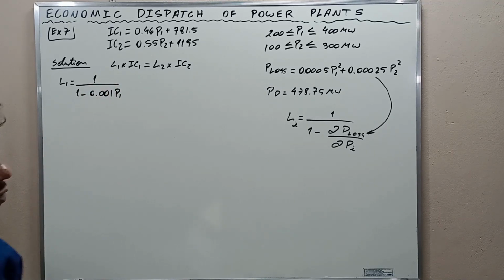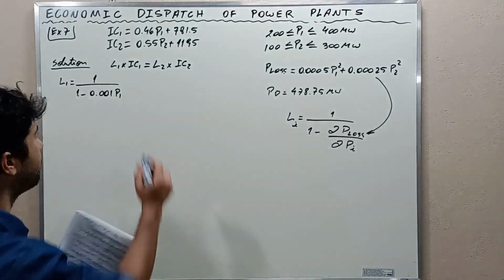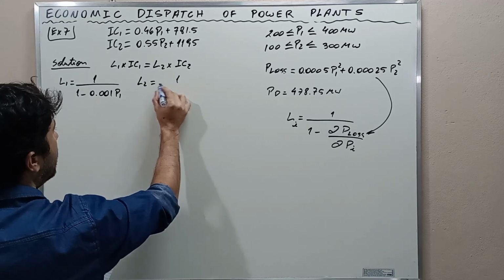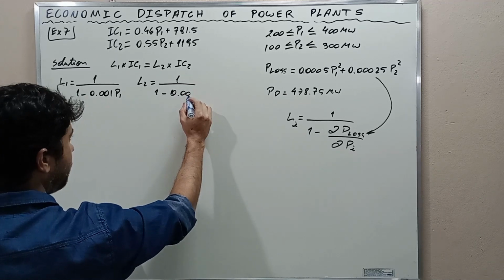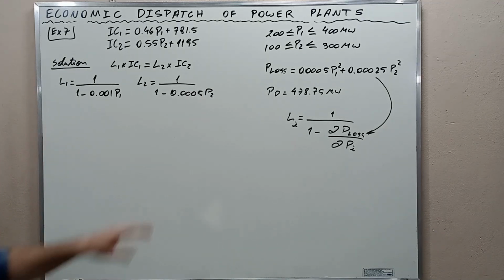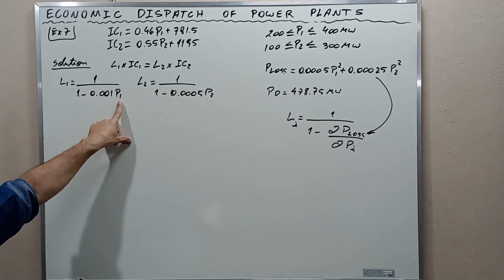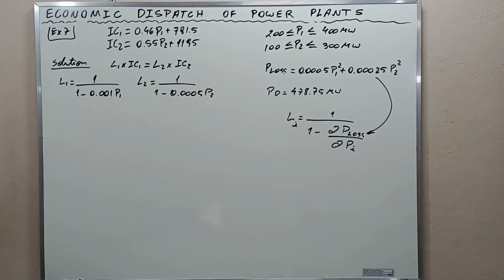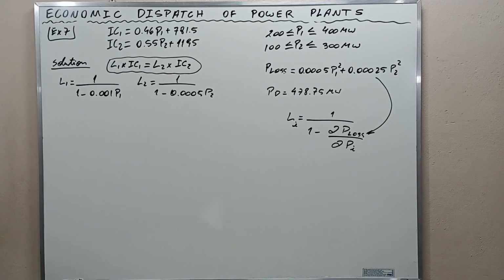Okay, we are differentiating this expression here with respect to P1. Now we are going to do the same for P2. We are going to differentiate this expression with respect to P2, and we're going to find L2 equal to 1 over 1 minus 0.0005 P2. Okay, these are the penalty factors as a function of the power output of each power plant. Alright? And we are going to use this expression here, which is the main idea behind this.